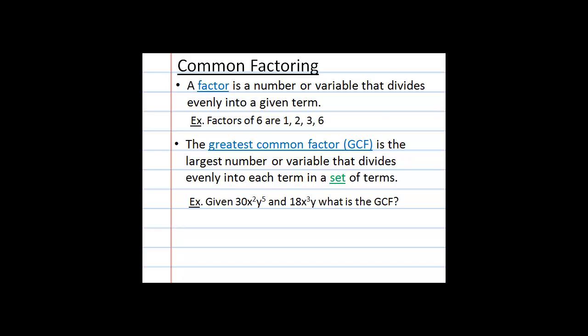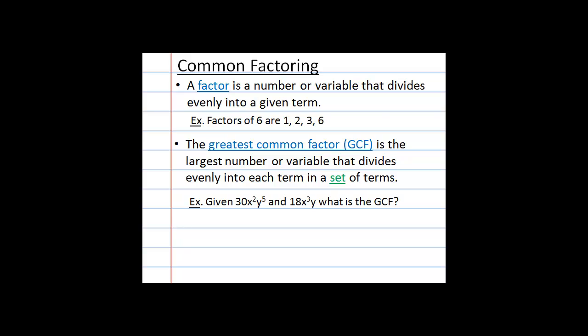Okay? So for example, if I give you these two terms, 30x squared y to the exponent 5 and 18x cubed times y, and I want to look for what is the greatest common factor. In these two terms, you'll notice that there's two parts. There's the number, which is called the coefficient, as well as the variable part. So let's look at each piece separately.